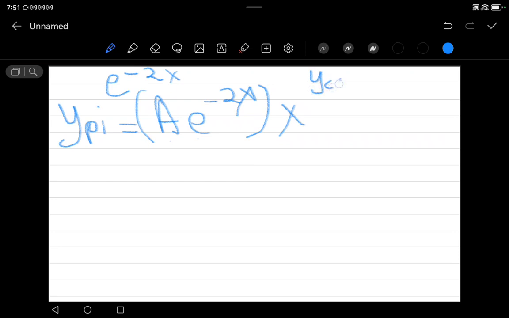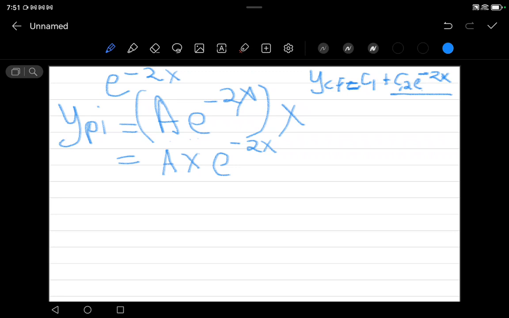Yeah, our YCF, it's C1 plus C2 e to the power of -2x. So you can see we have a constant multiplied by e to the power of -2x. And then also when we write our YPI, it was a e to the power of -2x. So it's repeating. If it's repeating, we multiply YPI by x. Therefore our YPI is going to be ax e to the power of -2x.